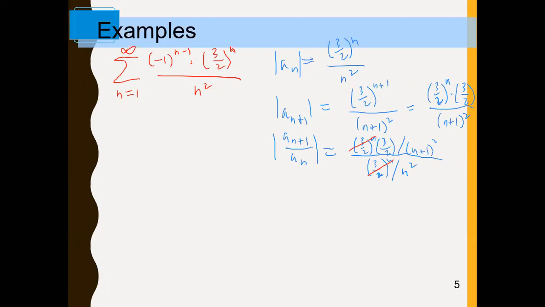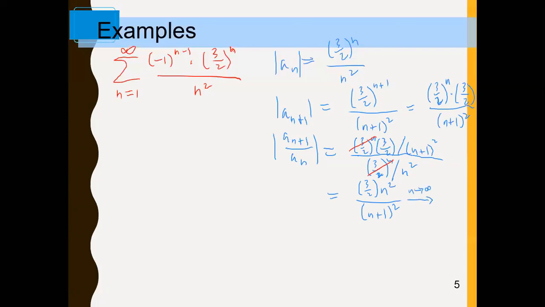And the 1 over n squared flips upstairs to be attached to the 3/2, yes? So then it's going to be 3/2 n squared divided by n plus 1 squared. Yeah, that's right. And so when I take this limit, what do I get?